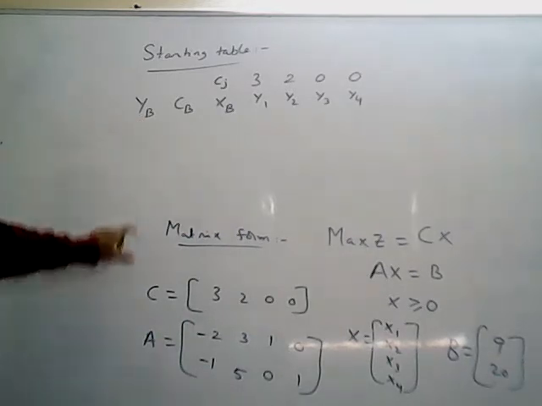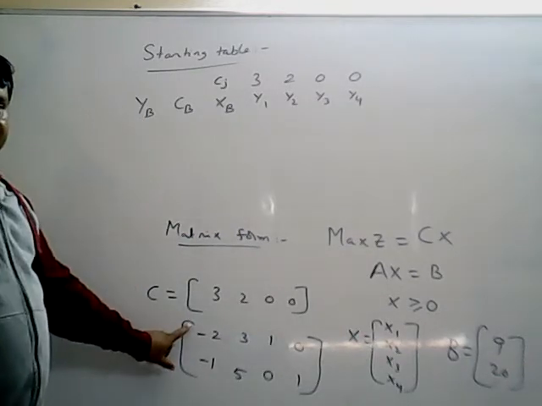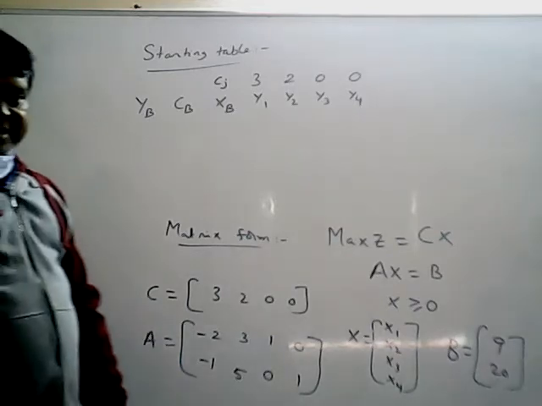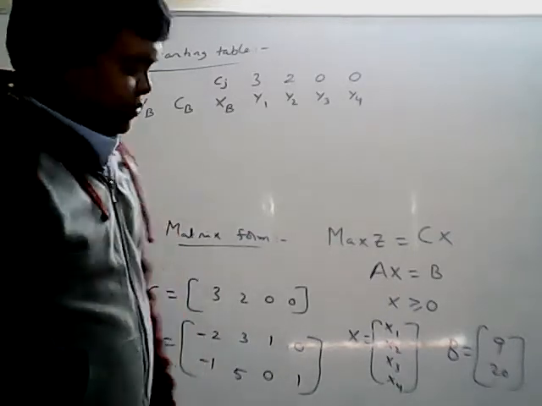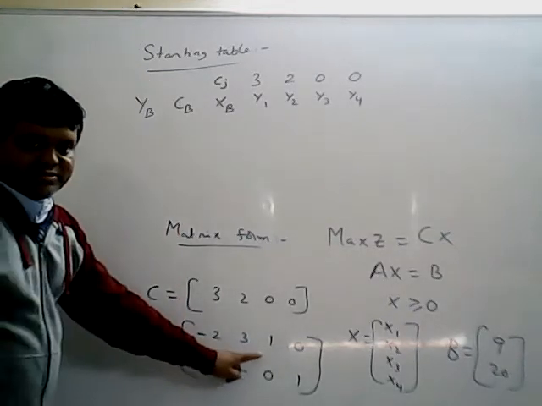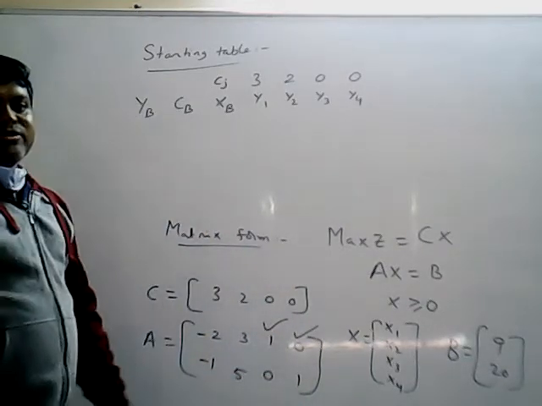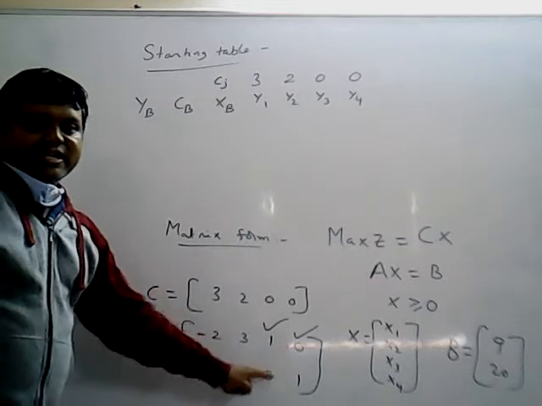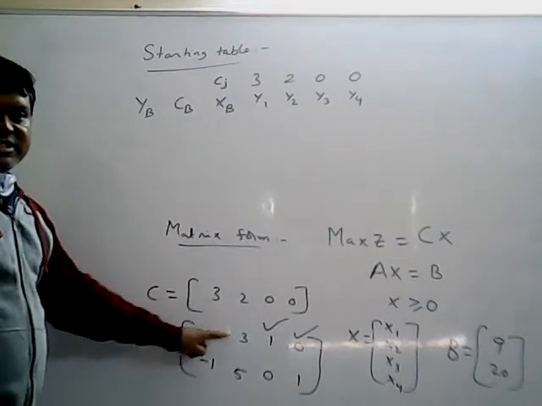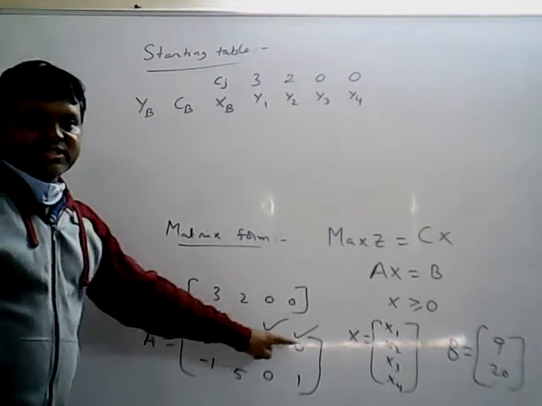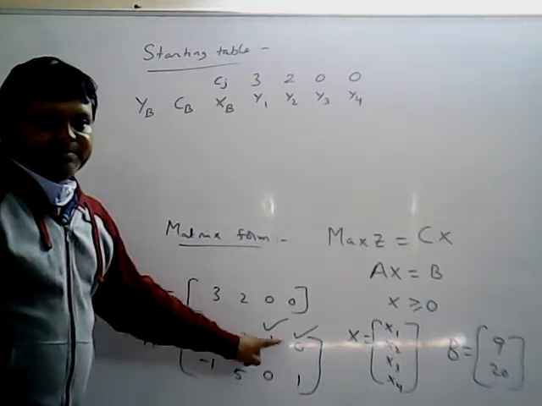How many constraints are there? Only 2 constraints are there. That means go for a 2 by 2 unit matrix, which means 1 0 and 0 1. Where is 1 0? This is 1 0, and this is 0 1. This is the x1 coefficients, this is the x2 coefficients, this is the x3 coefficients, and this is the x4 coefficients. So x3 and x4 enter.